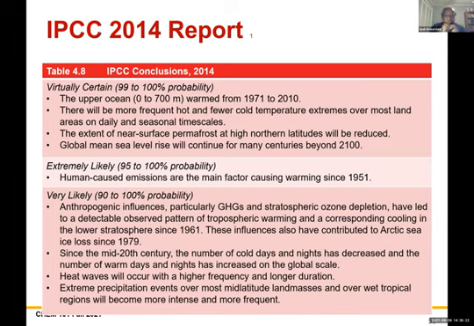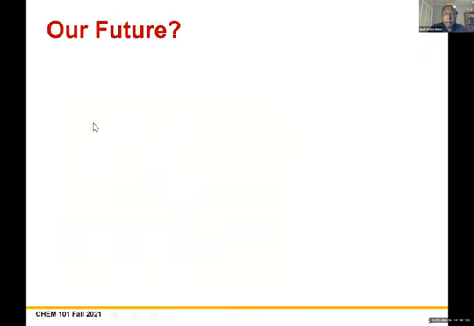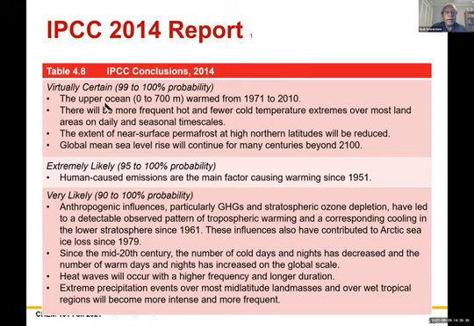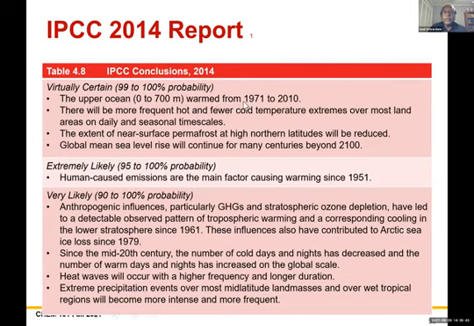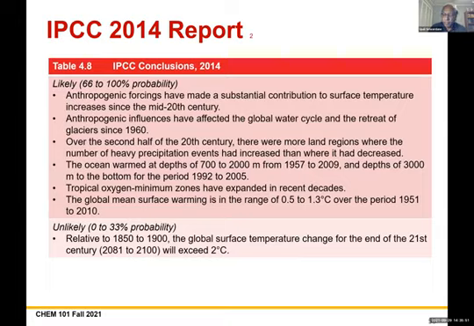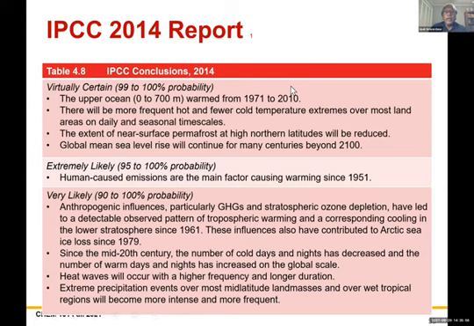Now, according to their reports, the effect of the carbon dioxide increase is virtually certain. Let me go back to it. The upper ocean, 0 to 700 meters, on the top of the ocean, has warmed since 1972.